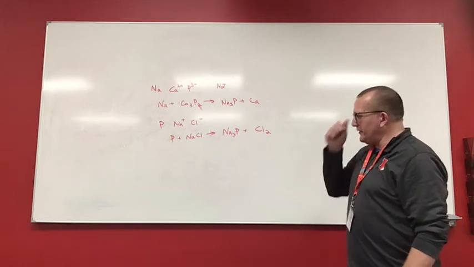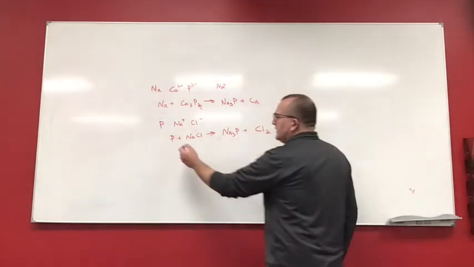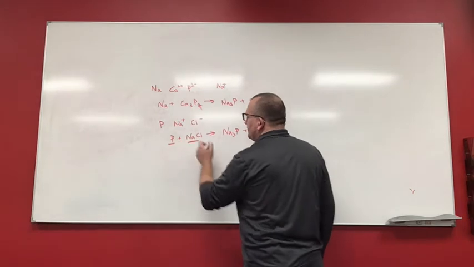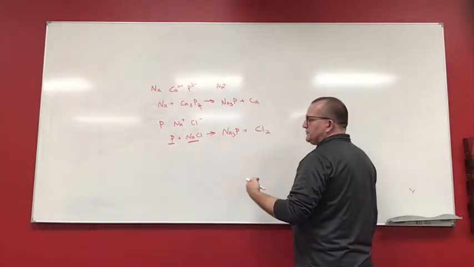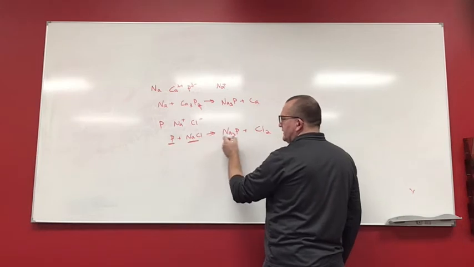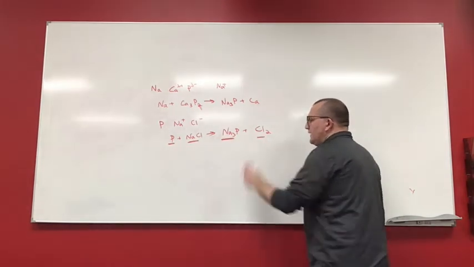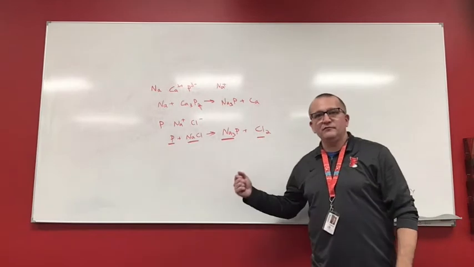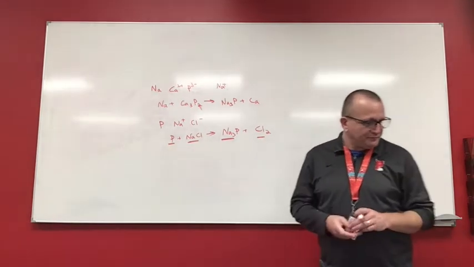All right, so number 6 says, each of these follow a similar pattern. What's this pattern? And here's the pattern. The pattern is, I have a single element in a compound. There's replacement that occurs. The element replaces, and I get a new compound and a new element. So it's element compound makes element compound.